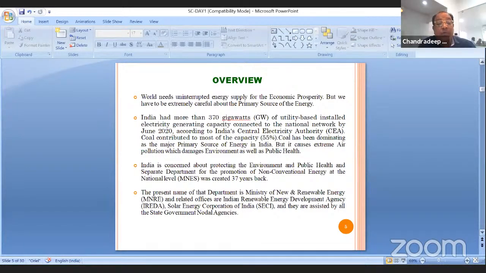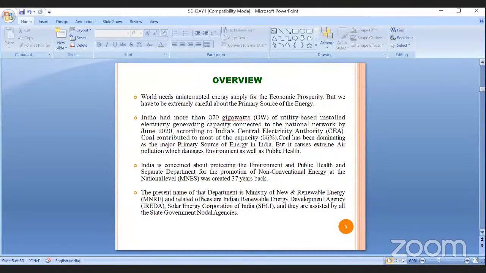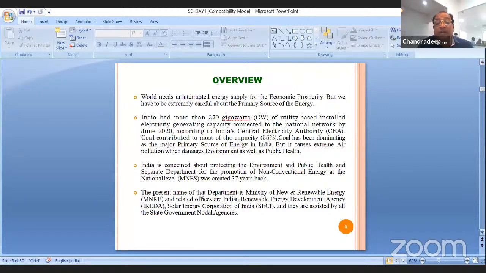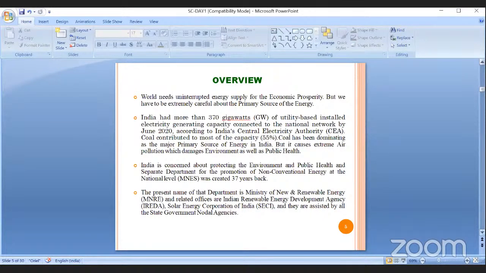So India had more than 370 gigawatt of utility-based installed electricity generating capacity. It is not that the total is coming from solar. By March 2020, we had installed 37.4 gigawatt of solar energy. That is the statistics given by the Ministry of New and Renewable Energy.